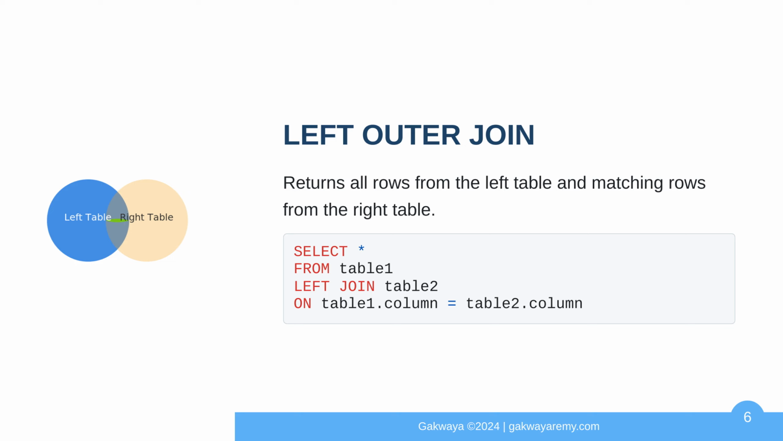The left join is crucial when you need all records from one table regardless of matches in another. Imagine you want to see all customers and their orders, including customers who haven't made any orders yet. The left join ensures you see all customers, the left table, with null values for customers without orders. This is particularly useful for finding gaps in your data or ensuring no records are missed from your primary table.